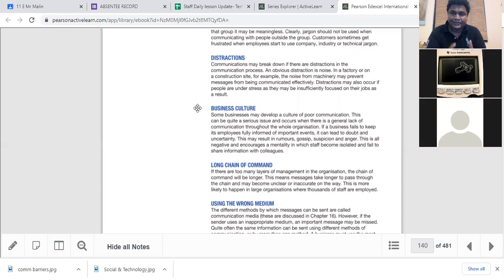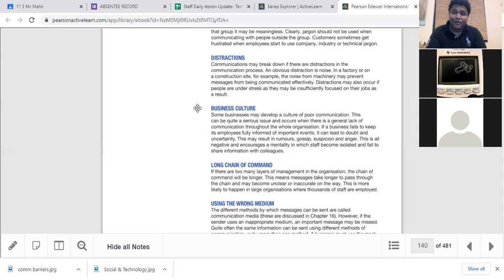It can lead to doubt and uncertainty. This may result in rumors, gossip, suspicion, anger, everything. So that's why business culture matters. They're not disclosing; they always have a closed policy, not an open policy. As a result, rumors, gossip, the grapevine and suspicions can be there in the organization. This creates a negative and discouraging mentality in which the staff become isolated and fail to share information with colleagues.